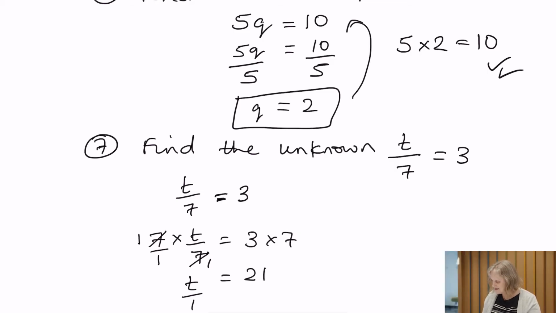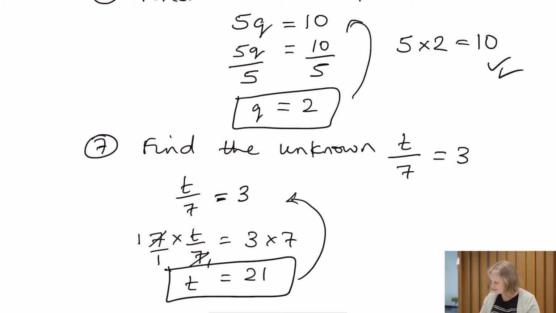Now, because it's t over 1, we don't need to have over 1. Anything over 1 is just the item itself, so the variable here, t, is 21. So our value that we have, t is 21. And again, plug it back in to check. 21 over 7, yes, it balances to 3, so we've got the correct value.